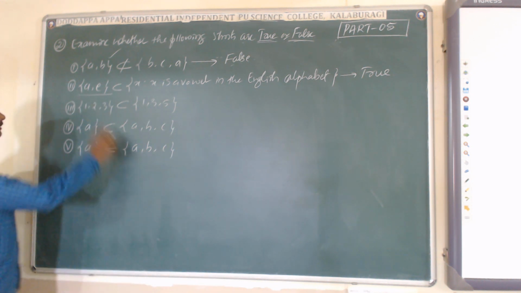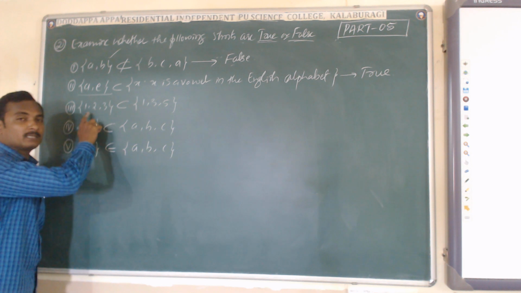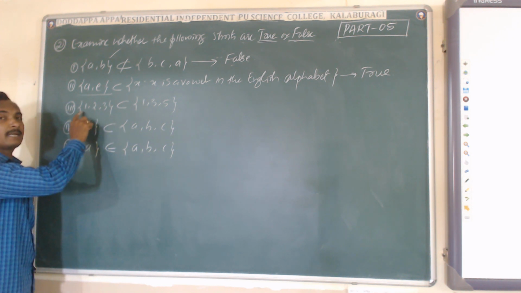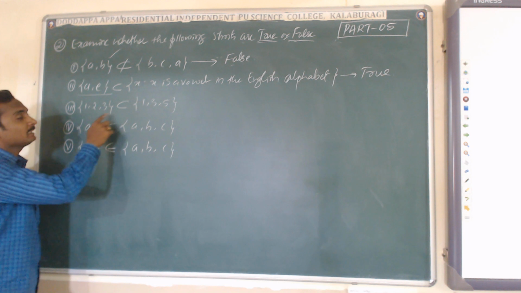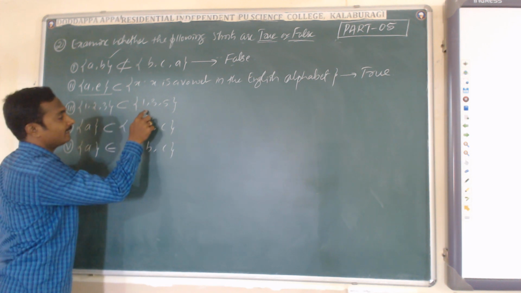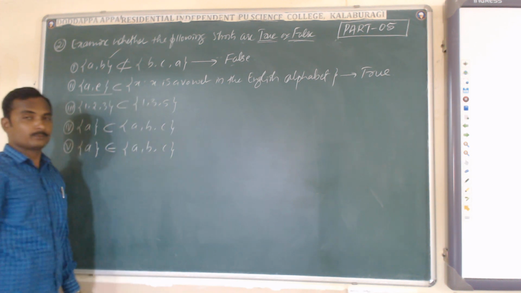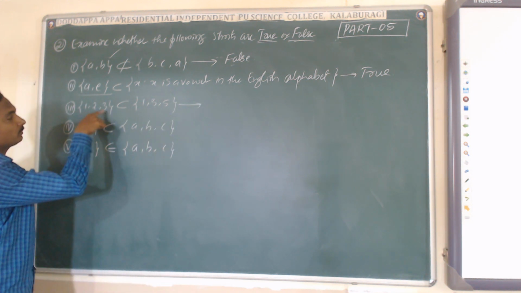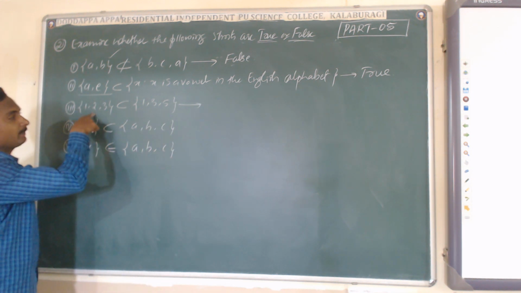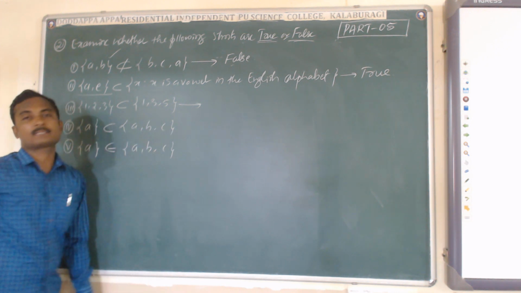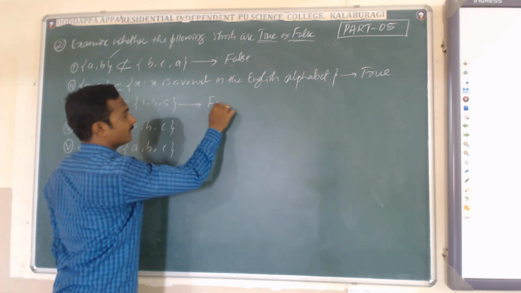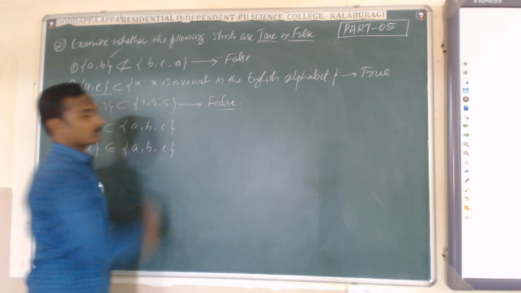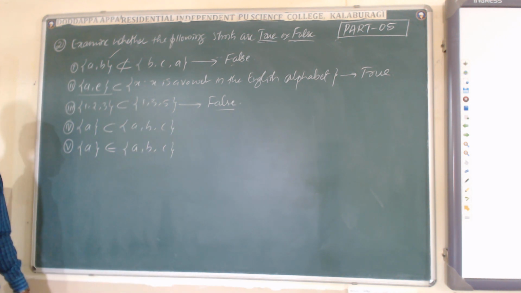Next, the set which contains 1, 2 and 3 is a subset of the set containing 1, 3 and 5. Is it possible? No. Because out of the elements 1, 2, 3, the element 2 is not an element of the second set. It means the given statement is definitely false.